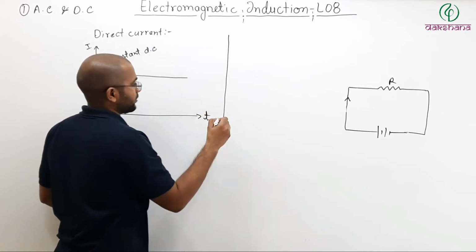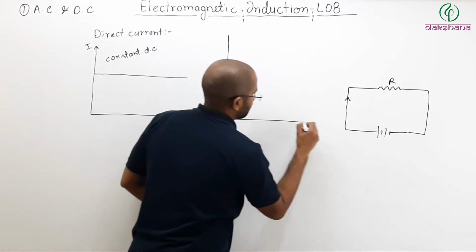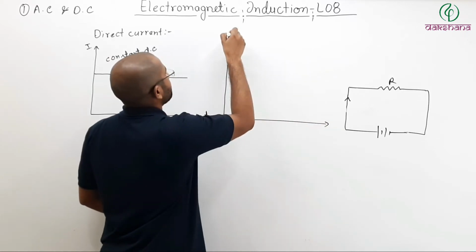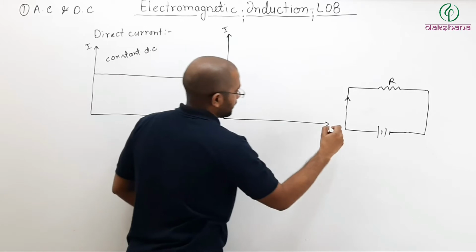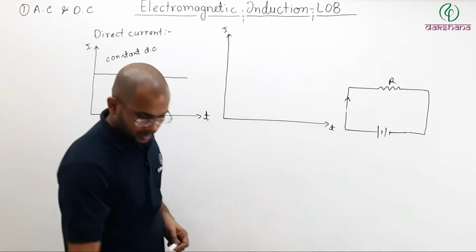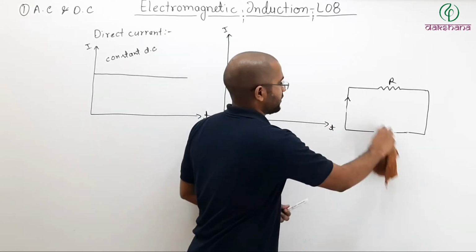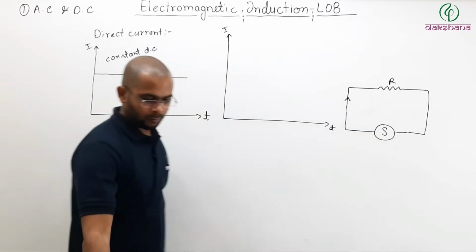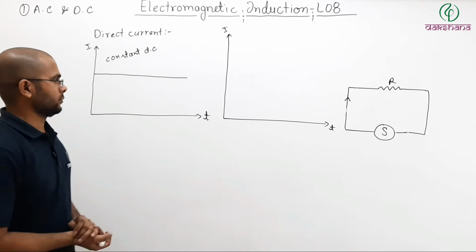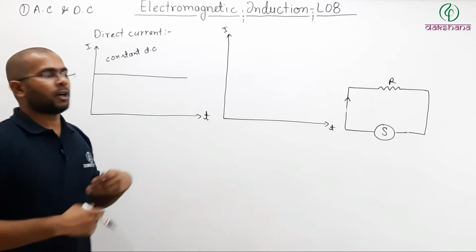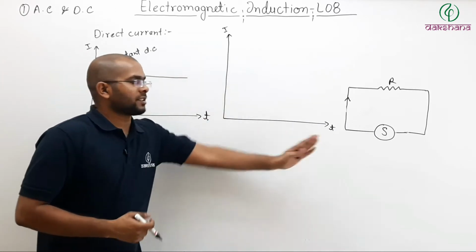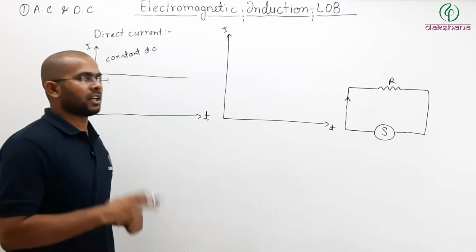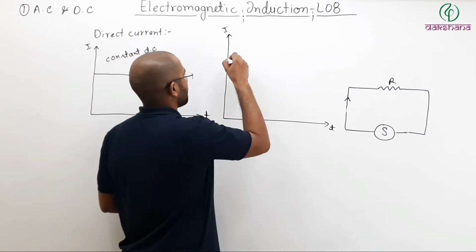Now let us take another example. Suppose that this is current, this is time. Now let us say we remove the battery and attach an unknown source. What kind of source that is, I do not know. Now if I want to plot the graph of current versus time, that graph comes out to be like this.